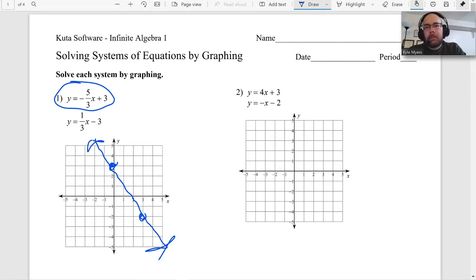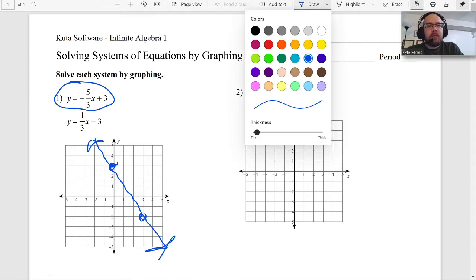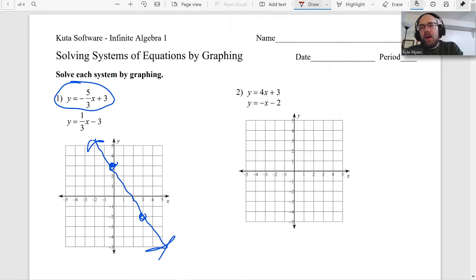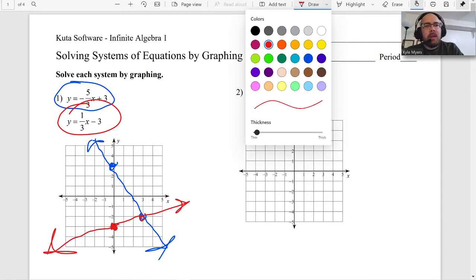And there we go. And then for the other graph, we'll do some red here. We do the same thing, right? So it's going to be negative 3. Negative 3 is about right there. So it's a little off there. And then we go up 1 and over 3. Oh, hey, look, there it is. It's right there. So our graph goes like that. And we'll make purple the answer.